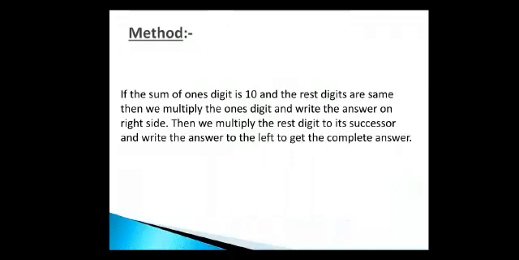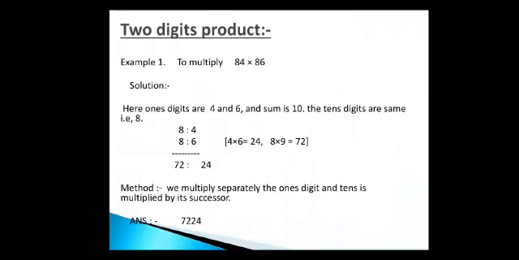10 and the rest digits are same, then we multiply the ones digit and write the answer on right side. Then we multiply the rest digit to its successor and write the answer to the left to get the complete answer. For example, two digit numbers.